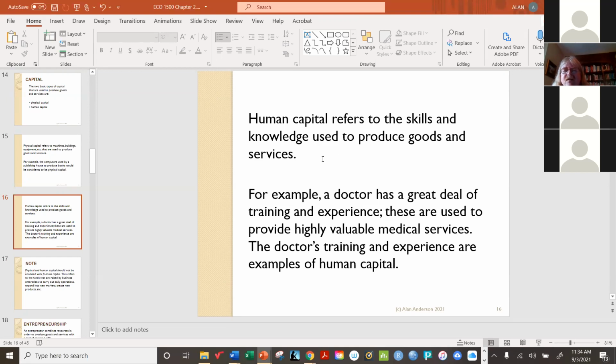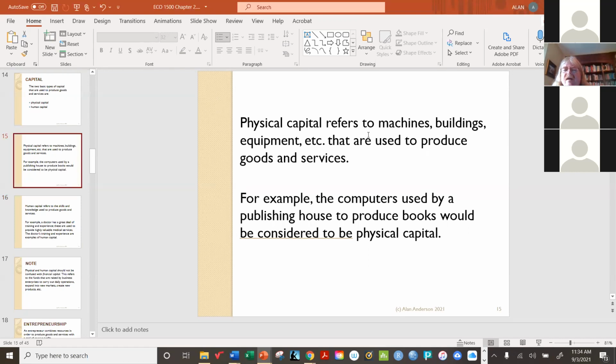So if you're a master craftsman and you produce, let's say, high quality watches, that's being produced with human capital. Or if you're a surgeon who's performing operations, that is human capital. You had to acquire that knowledge over many years of training, education, and experience. So that would be defined as human capital. Whereas physical capital is, like we talked about earlier, machines and equipment and buildings and that type of thing.